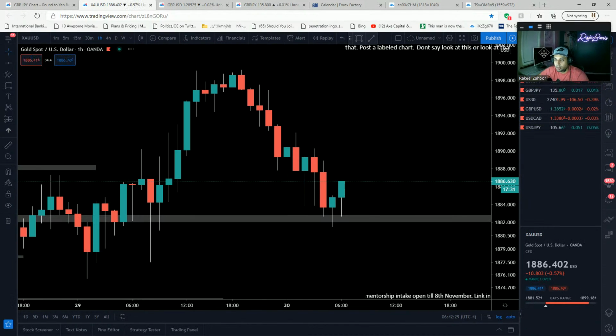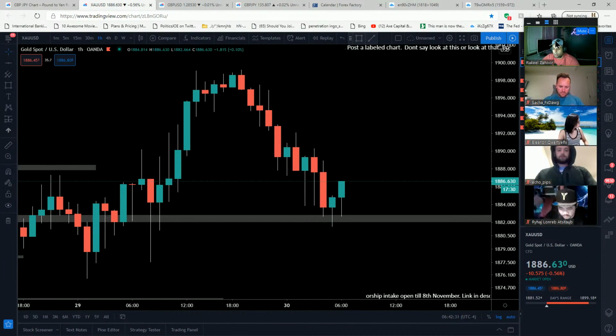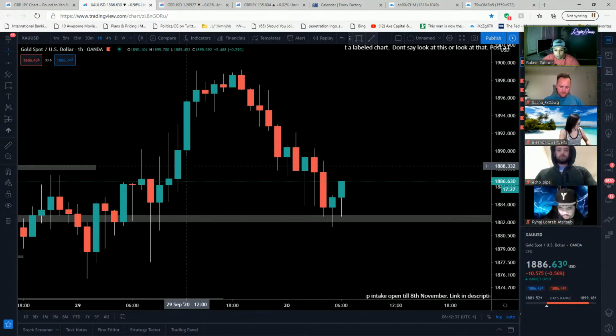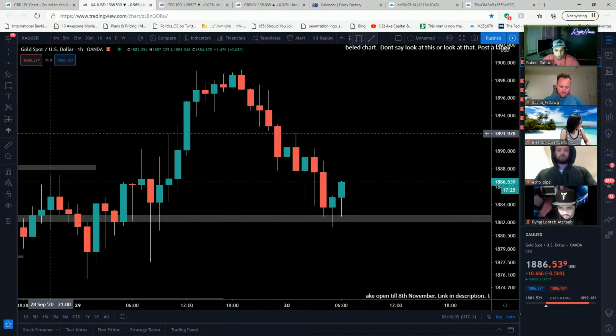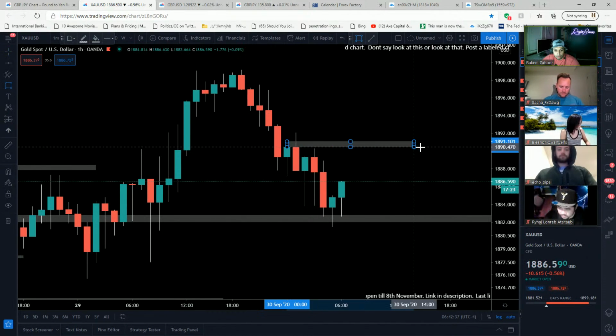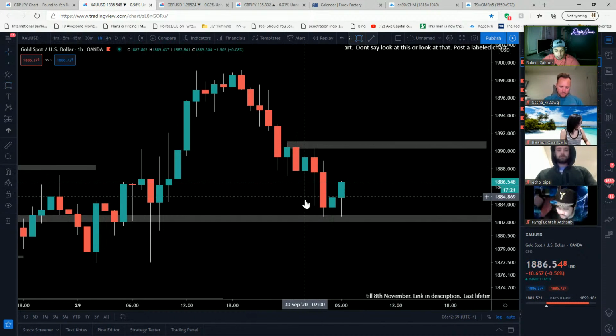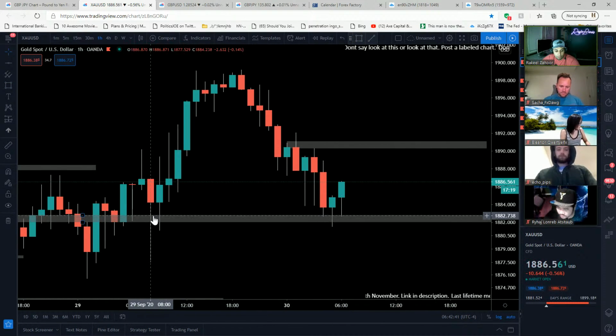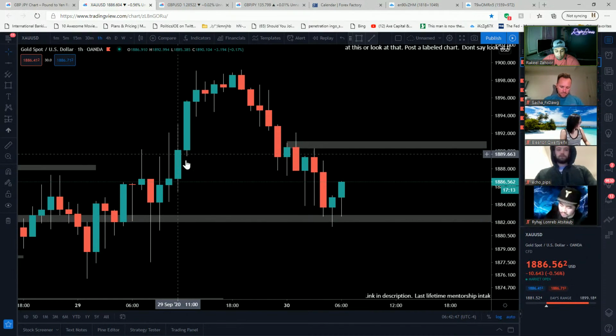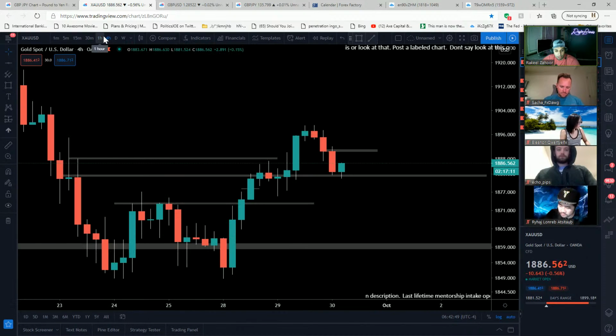Let's take a look at gold. Gold is moving up over here. Gold is trying to move up back to 1890. We're coming back down to the same support we had from the 29th around New York Open. This was support yesterday. Price started moving up, and now we're at the same position again here today.